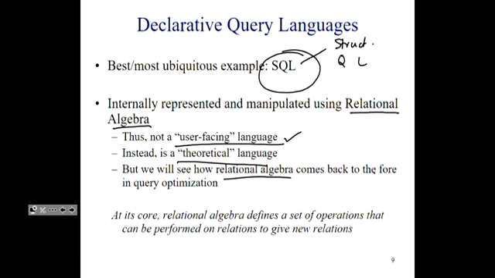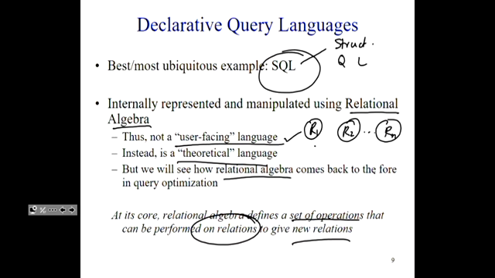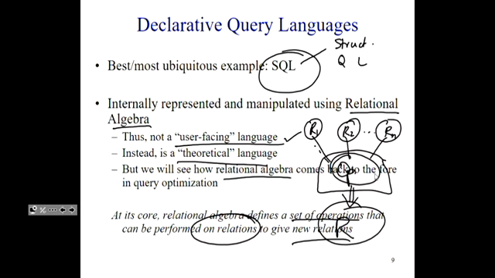Okay, so what is relational algebra? So relational algebra specifies a set of operations that can be performed on relations to give new relations. Okay, so you can think of it as if you have relations R1, R2, and so on up to Rn, and then you have this operator here, which is a relational operator. This spits out another relation R. So it takes in a bunch of relations and then spits out another relation. That's essentially what a relational algebra defines. It defines a set of operations such that you can manipulate these relations to get new relations.